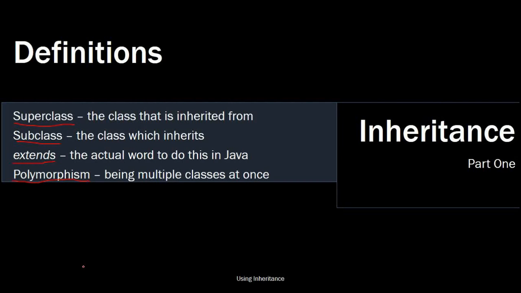So the superclass, also called parent class, is the class that is inherited from. Subclass is the class which inherits from the parent. Extends is the code that we use to do this in Java, which is the language of this course. And polymorphism, the state of being multiple classes at once.